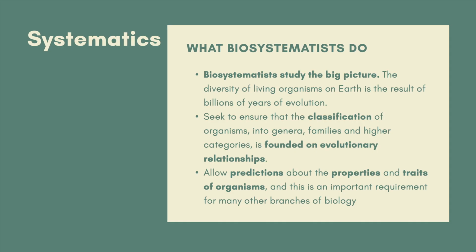Okay? So just like for taxonomists, what do systematists do? So the first one is biosystematists study the big picture. The diversity of living organisms on Earth, all those billions of years of evolution that led to these certain variations, these certain species.